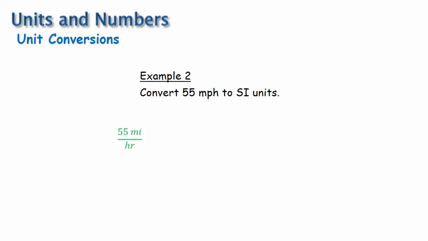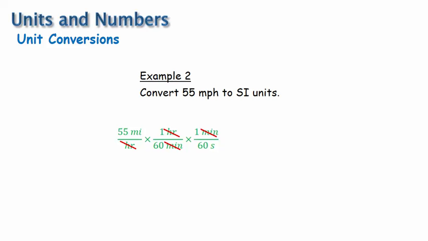Let's start by converting hours to seconds. You may not know how many seconds there are in an hour, but you know that there are 60 minutes in an hour. So let's start with that conversion. So that has converted hours to minutes. And we know that there are 60 seconds in a minute, so now we can convert the minutes to seconds. So we've converted hours to seconds.